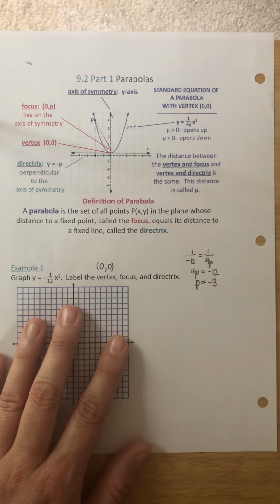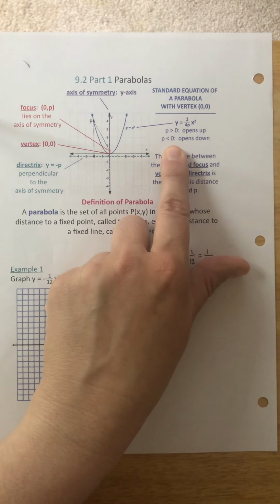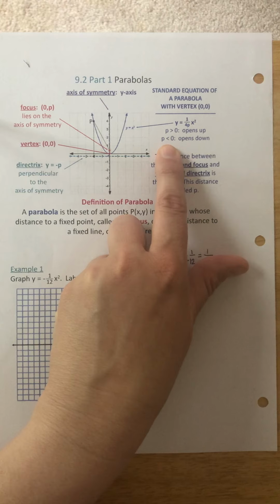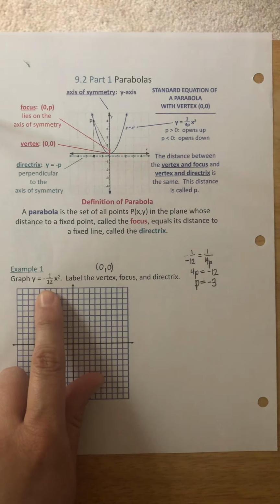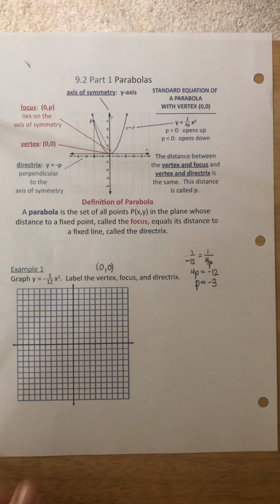So now we know what P is, and not only do we know what P is, but that also tells us that this parabola is going to open down because it's less than 0, and you may have already guessed that because the leading coefficient is negative. So we have a couple ways to determine which way it's going to open.